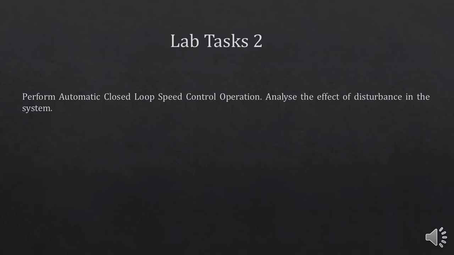In task number 2, we have to perform the closed loop speed control operation and analyze the effect of the disturbance on the system. Let me show you a small demonstration of this task, and I will explain the effect of the controller gain when I apply the disturbance on the closed loop.